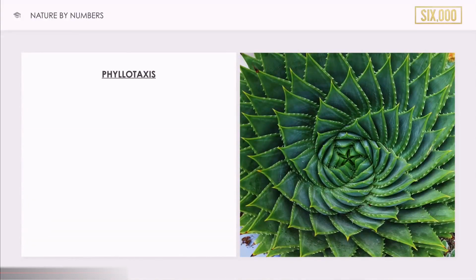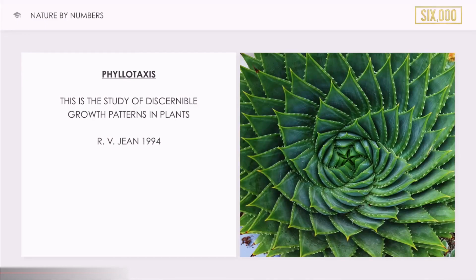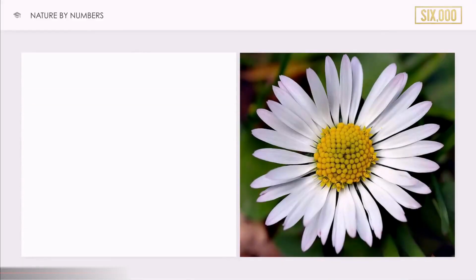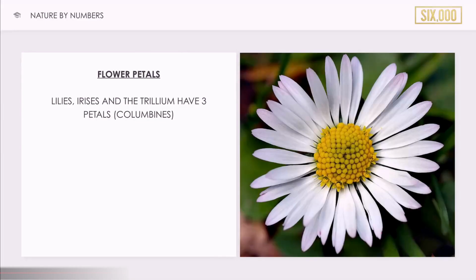The first one is phyllotaxis. This was a study of discernible growth patterns in plants done by R.V. Jean in 1994. A survey of 650 species of plants containing 12,500 specimens displaying spiral or multiple phyllotaxis showed that about 92% of them exhibited Fibonacci-related traits. Our next example is in flower petals. Again, another example in nature.